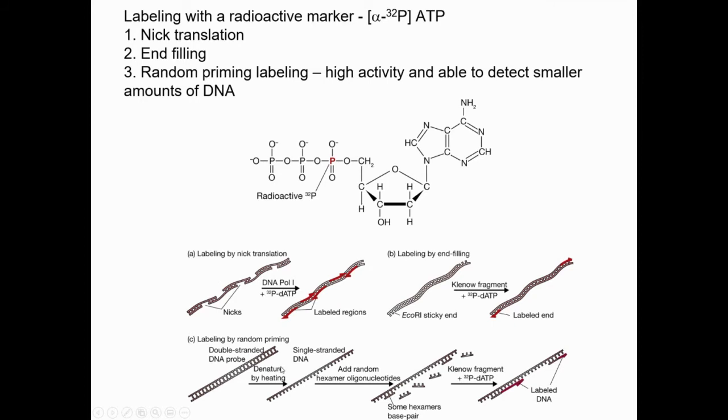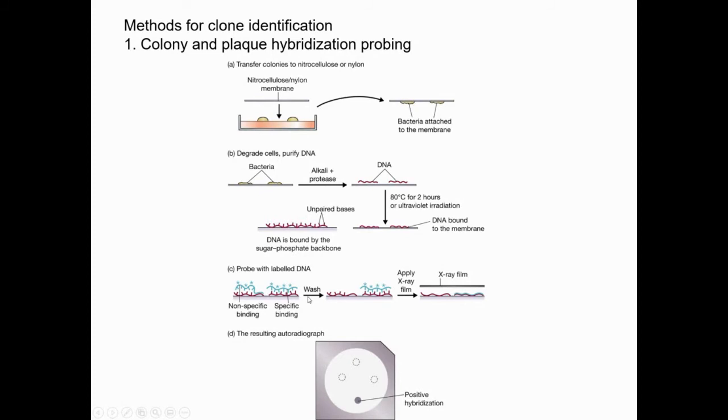And another method would be the random priming labeling. For random priming labeling, you denature your DNA, and then you add the random hexamer oligonucleotide, and then add the Klenow and alpha P32 dATP. Then you can synthesize the new strand. In the meantime, you incorporate this P32 dATP into the newly synthesized fragment, so these three different techniques can be used to label the probe. Okay, and then this probe can be used here to identify the specific clone that carries the target gene.